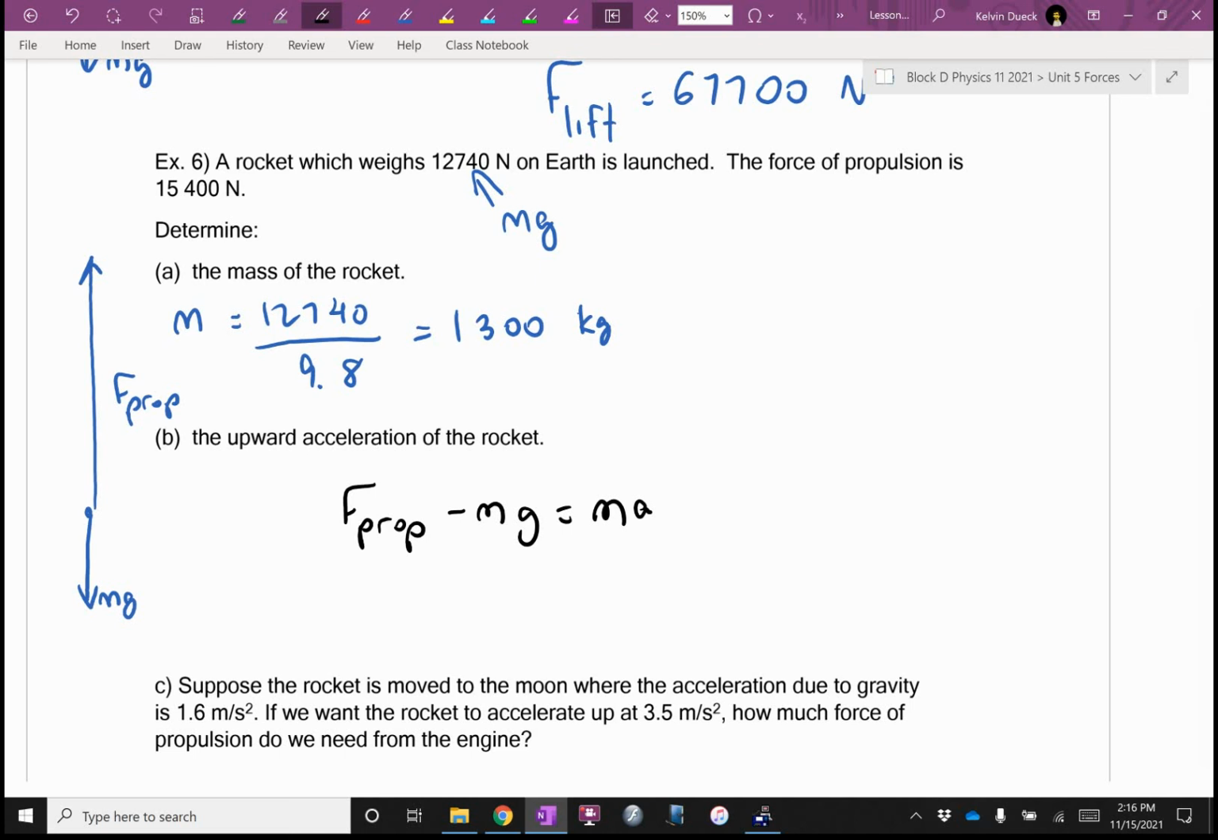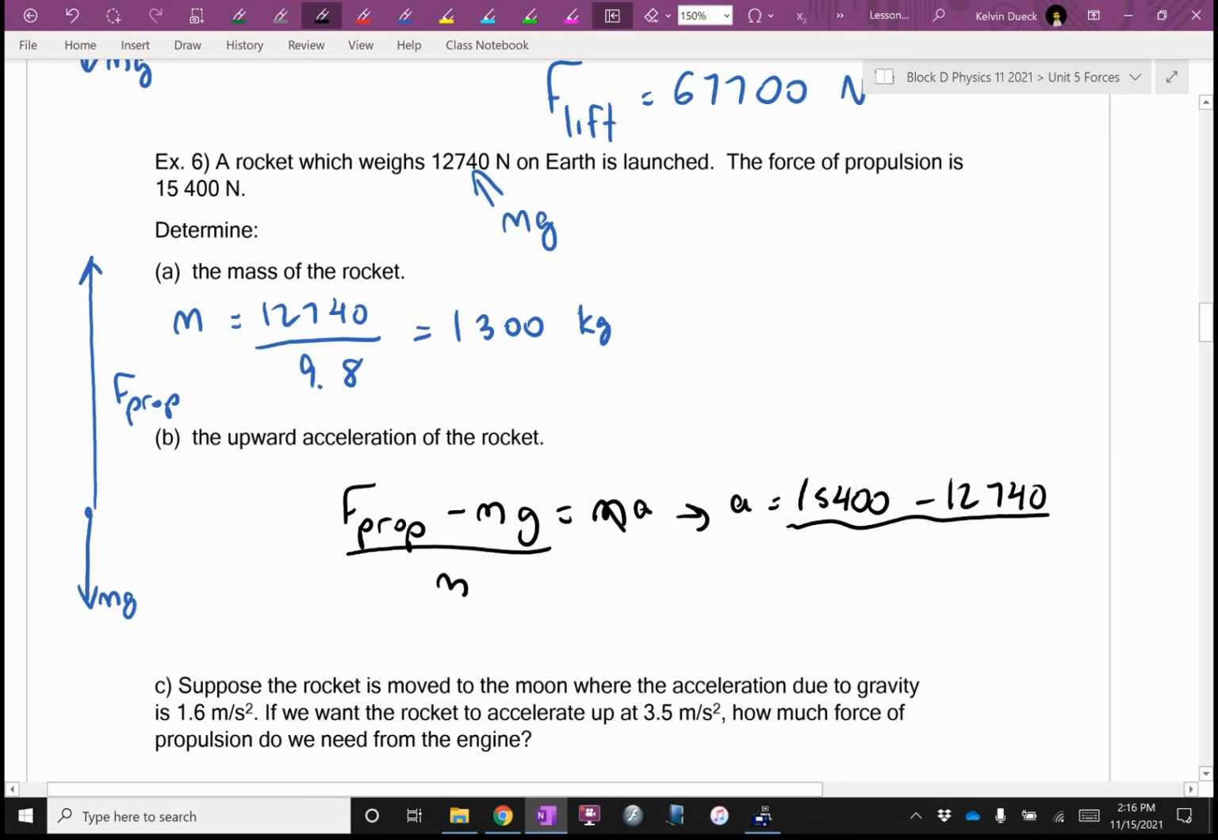How would I get F prop by itself? What are they asking me to find in part B? How am I going to get the a by itself? Newton's second law. So we'll have a equals, now it's plug and chug. Complicated plug and chug, yes, but it's plug and chug. 15,400 minus 12,740 divided by 1,300.